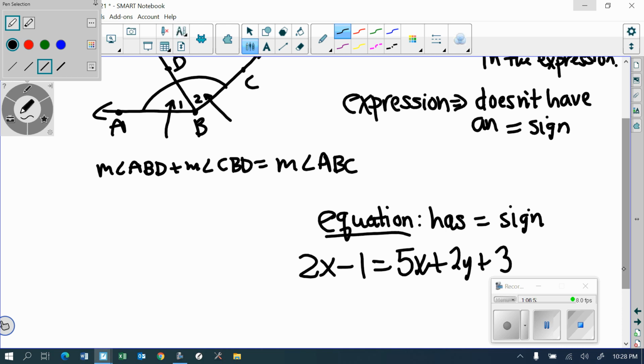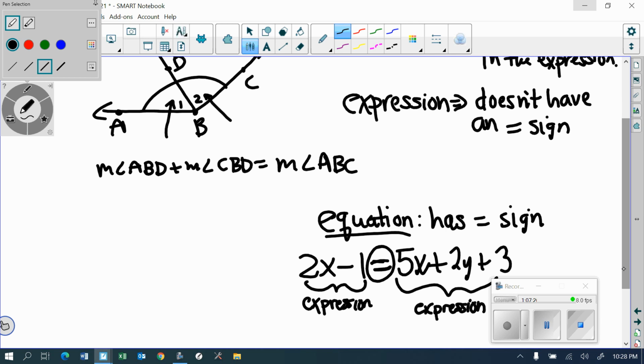So this is an equation because it has an equal sign. This side of the equation is called an expression. This side of the equal sign is called an expression. Again, they don't have equal signs. So the definition of an equation would be an expression that equals another expression.